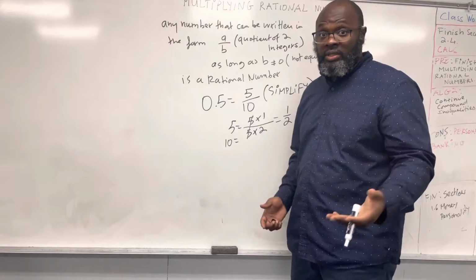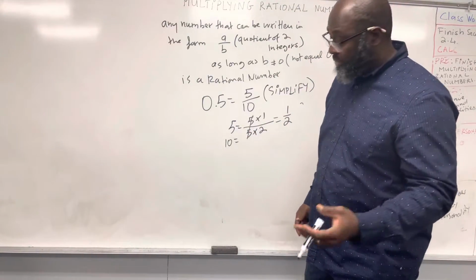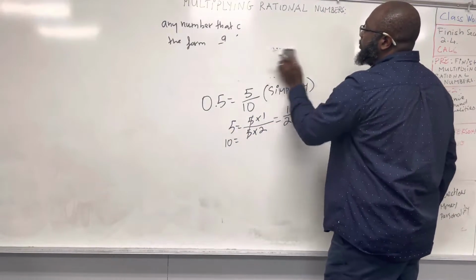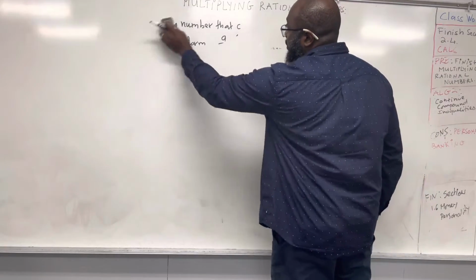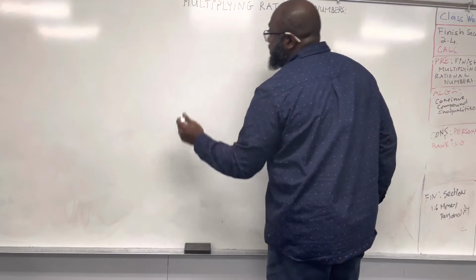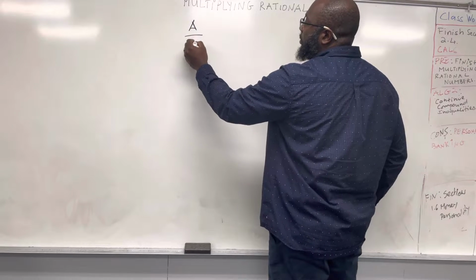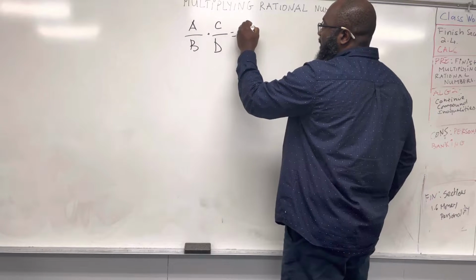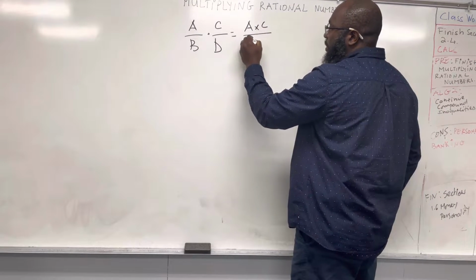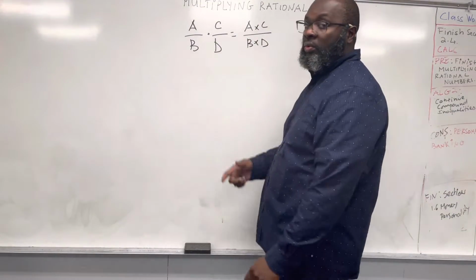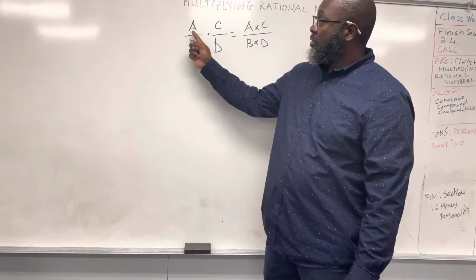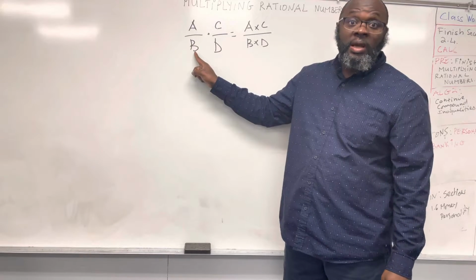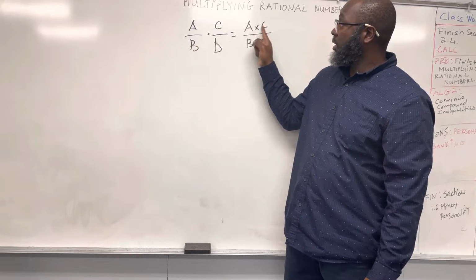Now the next thing we're going to learn is how do you multiply rational numbers, okay? This is pretty easy if you pay attention. So let's get to that. First I'm going to give you the general formula, and then we're going to work on some examples. So a over b times c over d equals a times c over b times d. So basically, when you multiply rational numbers, you just multiply across, okay? The numerators are going to be multiplied together and the denominators as well. So this becomes a times c over b times d.